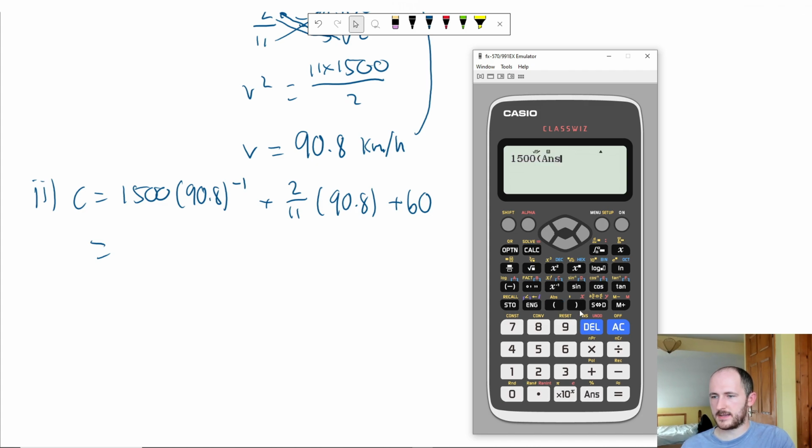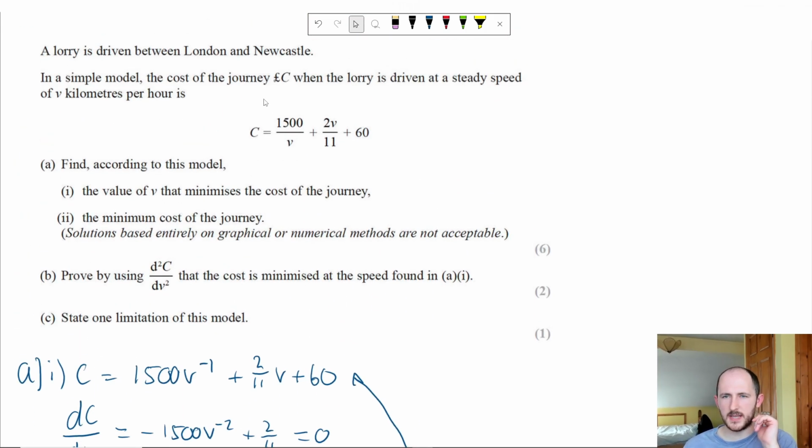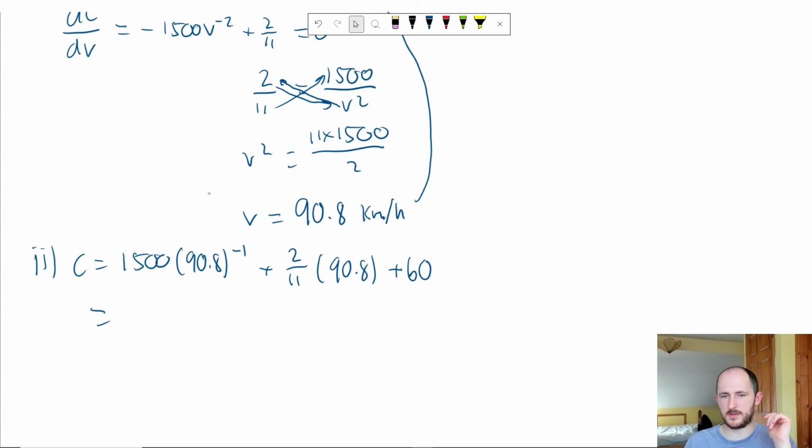And then we put in V to the minus 1 plus 2 over 11 times the answer, plus 60. Gives me 93, and what was the unit? The unit is pounds, so 93 pounds for this journey.